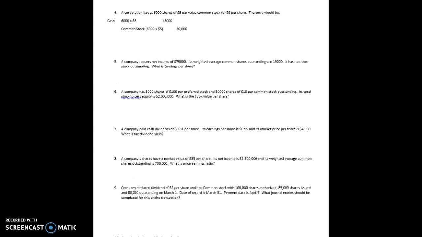And we're crediting common stock because we're issuing common stock. The amount we're using here is 6,000 shares times the $5 par value. So we're issuing common stock of 30,000. And the difference will go into paid in capital in excess of par. And the difference is 18,000 in that case. And that's all we need to do. That's our entry. All right, let's look at number 5.